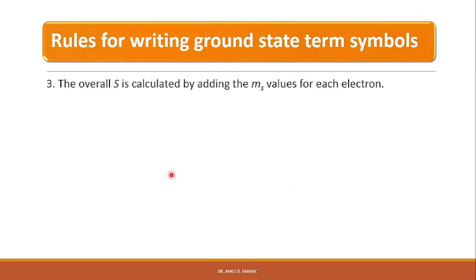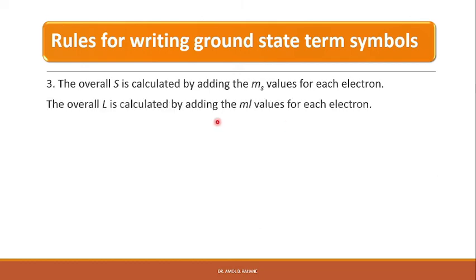The third rule is that the overall S is calculated by adding the MS values for each electron, that is the same as multiplying 1/2 times the number of unpaired electrons. The overall L is calculated by adding the ML values for each electron. So if there are 2 electrons in the same orbital, then we add twice that orbital's ML value.